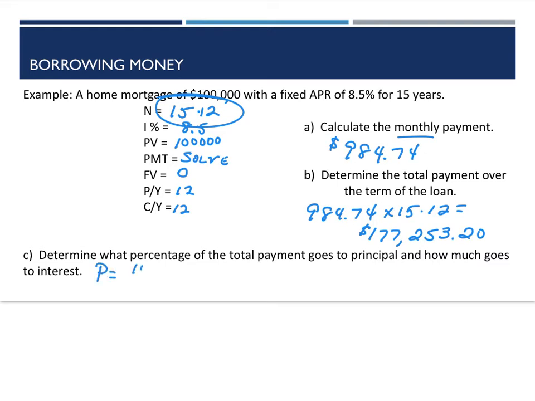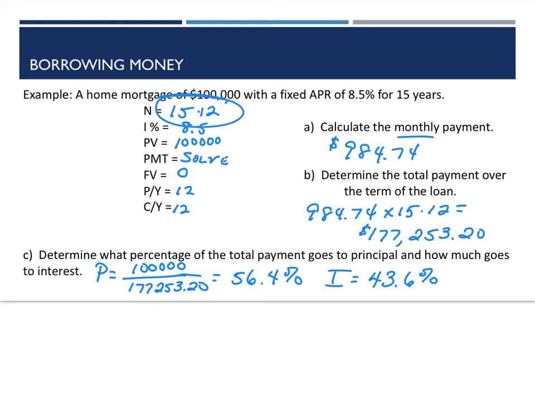Principal is $100,000 divided by the total we paid. As a percentage is 56 point. My decimal point started flying. How about 56.4%? The interest, I take the 56.4%, subtract it from 100, and that leaves me with 43.6.